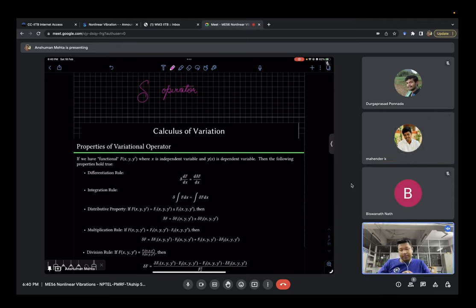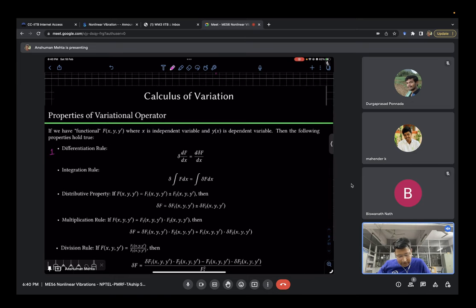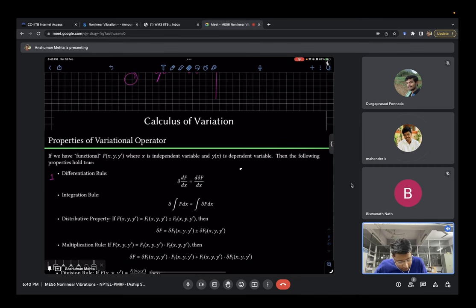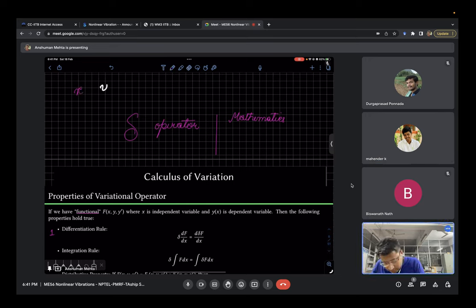This delta operator has some properties. Now I'm coming fully into maths. If there is a maths student, then you would understand perfectly, but as an engineering student, we only require these properties. The first one is the differentiation rule. First I will explain what the things are. First of all, there is the functional. What is a functional? It's just a function of a function. Let's say there is some independent variable called x, and there is some dependent variable called y, which is dependent on x.